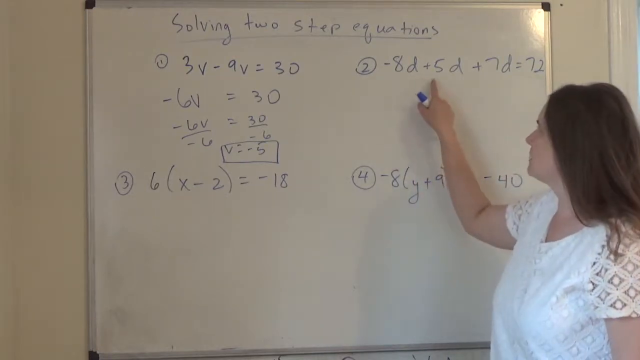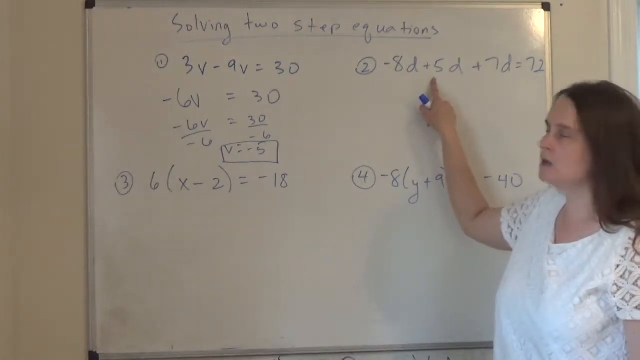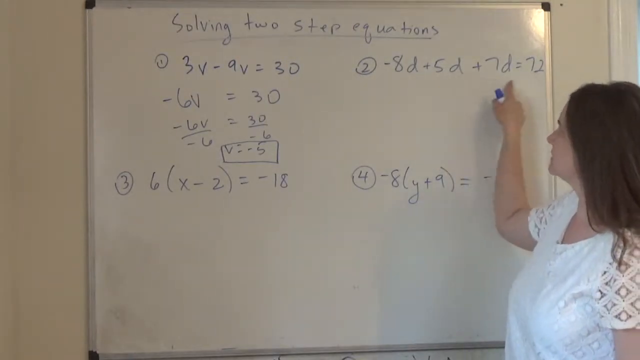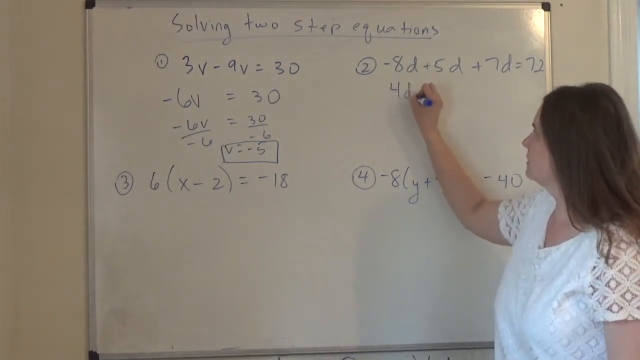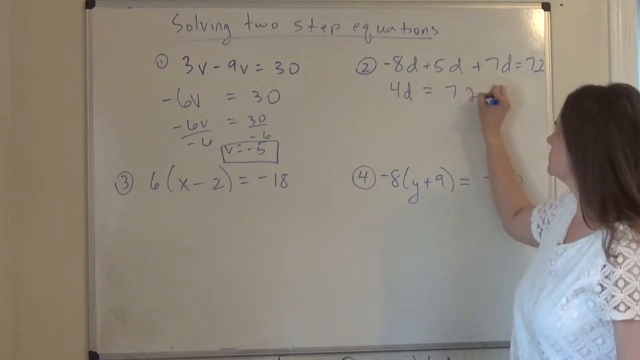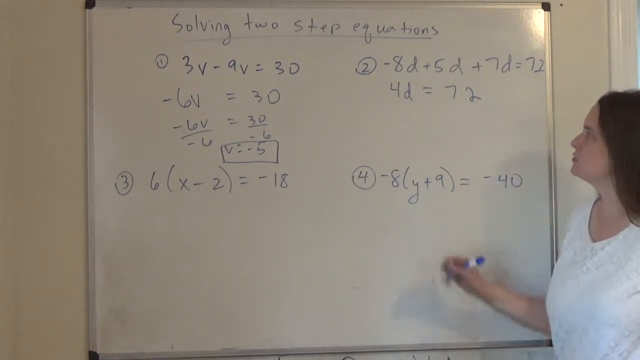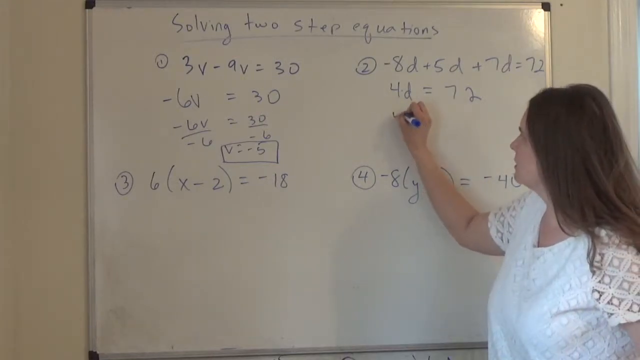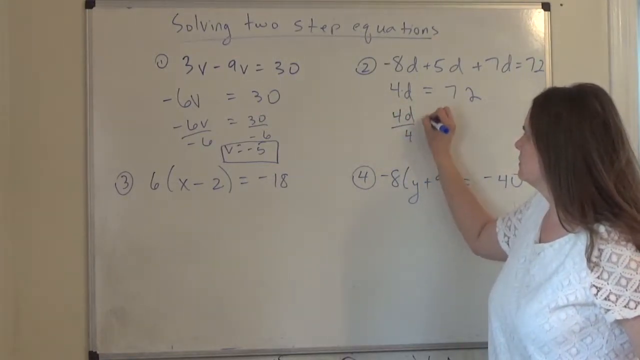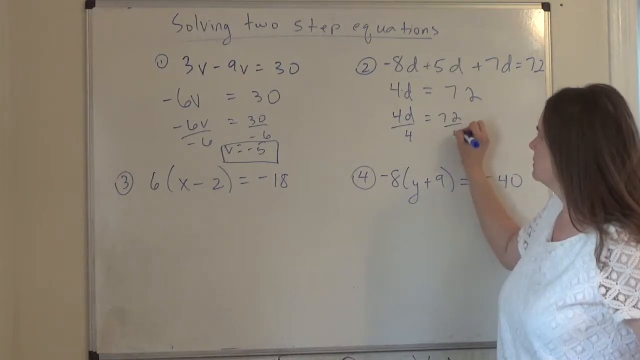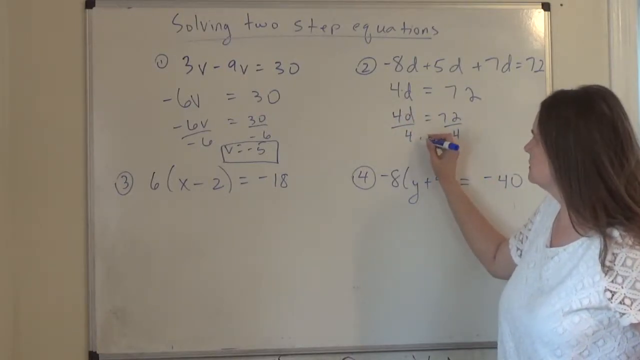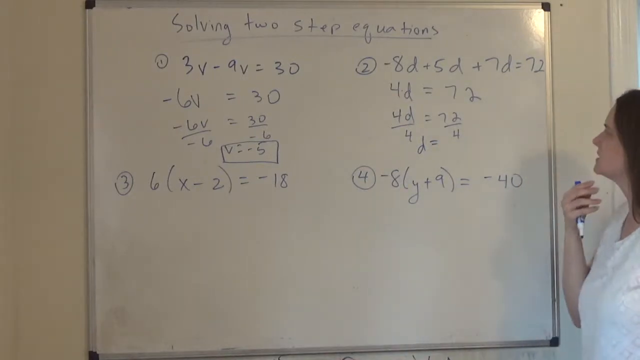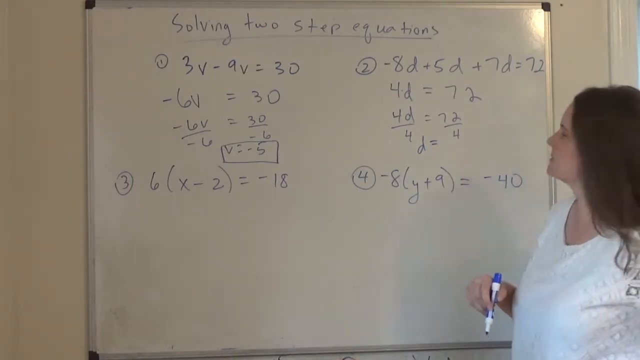So negative 8 plus negative 5, that's negative 13. Negative 13 plus 7 is negative 6. Wait, let me restate: negative 8 plus 5, that's negative 3. Negative 3 plus 7 is 4. So all of these make positive 4d equals 72. And then I need to do my inverse operation, so I'll divide both sides by 4. So that gives me 1d equals, and then 4 goes into 72 how many times?